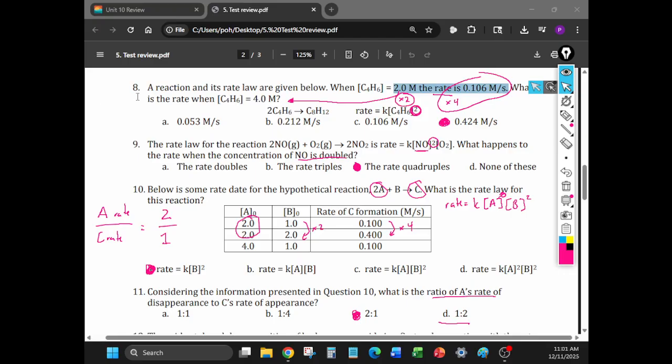All right, any questions on those 4? All right.